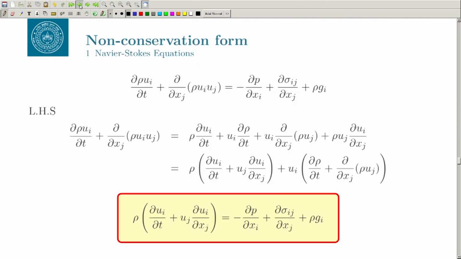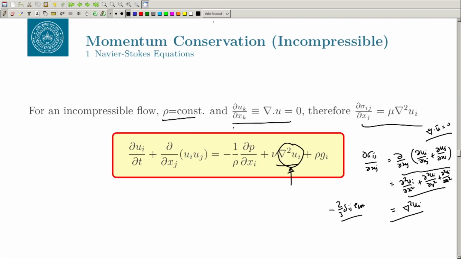In the next class we will look at some of the non-conservation forms, and we will also derive the energy equation. This was quite an extensive derivation, so I would request you to please go back and work on this, and we will meet in the next class. Thank you very much.